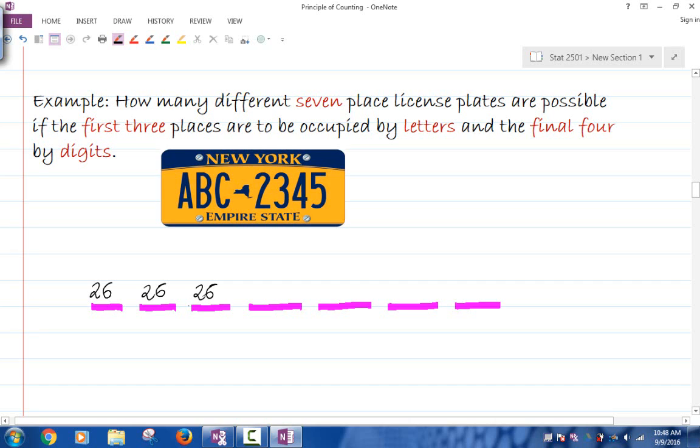Now the last 4 are digits. We have 10 digits, right? Unless we are ancient Babylonians, who used 60 digits. So I have 10 possibilities for the 4th, 10 for the 5th, 10 for the 6th, 10 for the 7th, and if you just multiply all of them, whatever you get, that's the answer. So you're going to multiply all of them.